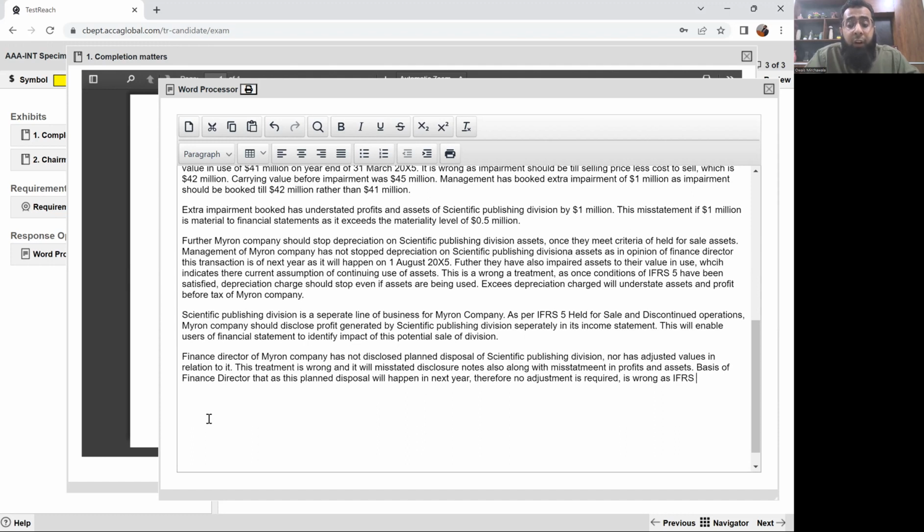as IFRS 5 held for sale and discontinued operation becomes applicable even if actual sale has not happened at year-end. In fact, it applies when the actual sale will happen in the next year.